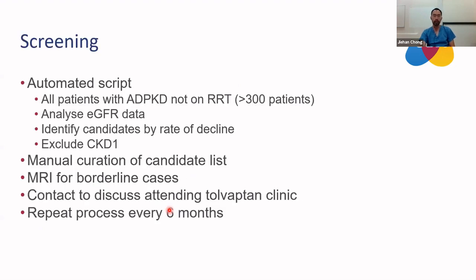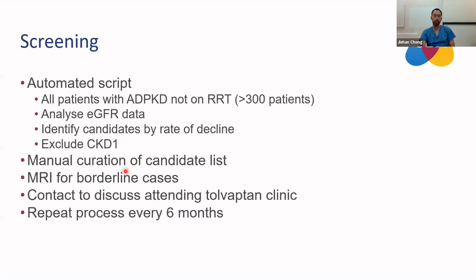What have we been doing here in Sheffield? In Sheffield, we have a screening program where I use an automated script to look through every single PKD patient we have who's not on RRT, and we have over 300 of these in Sheffield. Each time, it analyzes their eGFR, works out their rate of decline, and identifies suitable candidates. It excludes patients who have CKD1 because we're in England where they're not eligible.